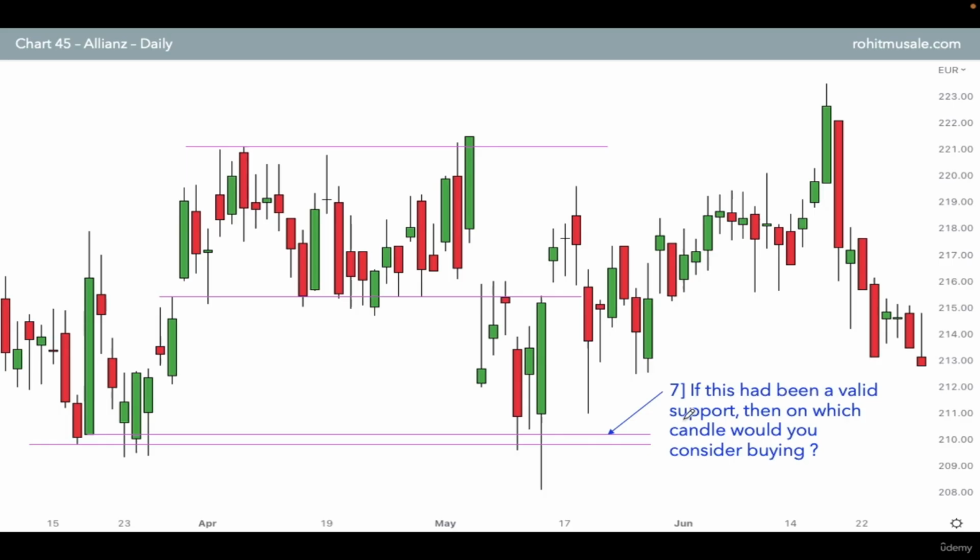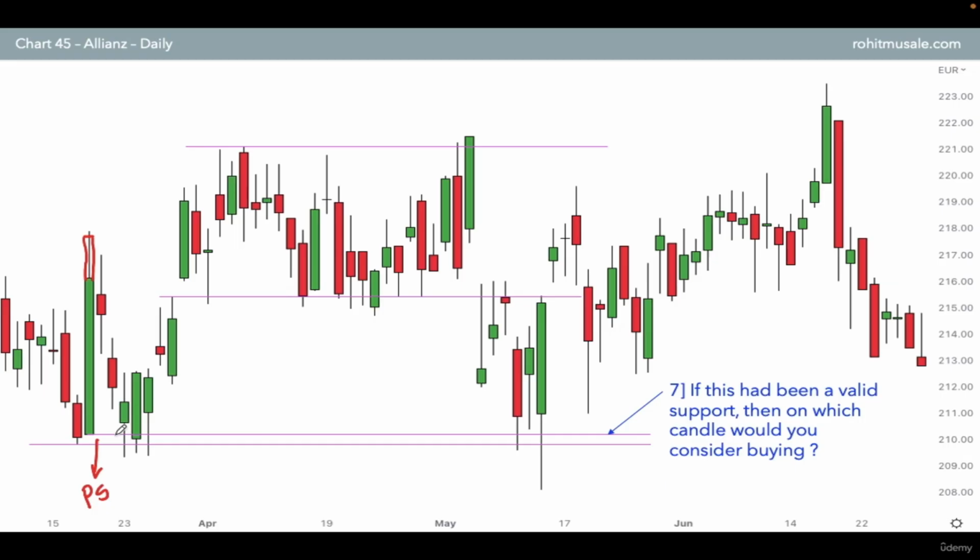If this had been a valid support, which means if this candle had closed somewhere here, opening near the low, closing near the high, satisfying our criteria for a long white or green real body, then on which candle would you consider buying? So if this becomes potential support, right? The candle, since it satisfies our criteria for a long white real body, that's an assumption. So that line becomes potential support here.